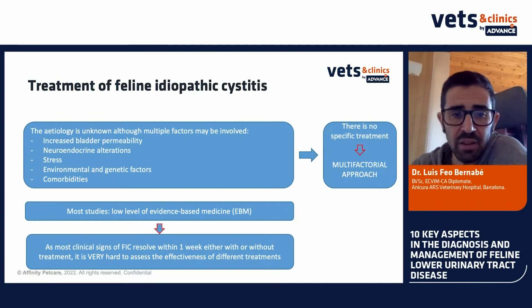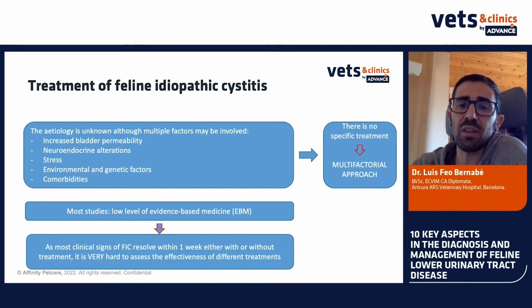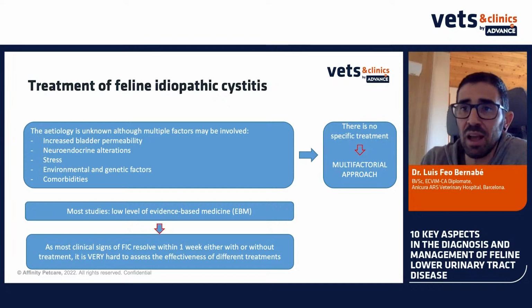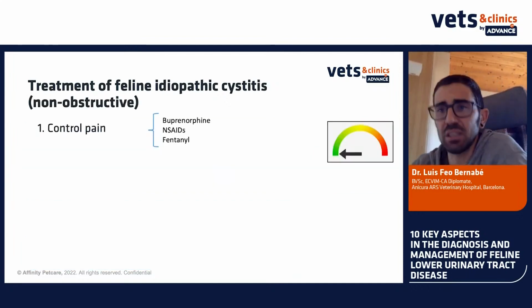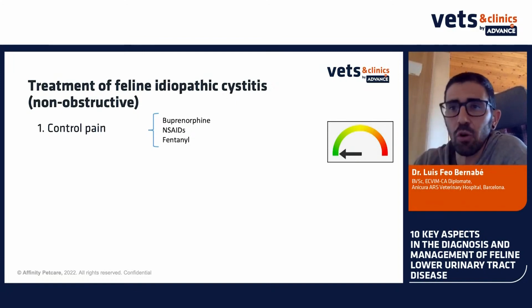So it's very hard to assess the effectiveness of different treatments because these patients will improve with or without treatment many times. That's why it's difficult to assess all the treatments or all the studies that we have published. But how do we treat these patients? And I think there are 4 important points in this case.